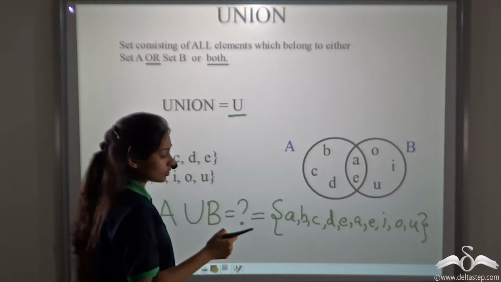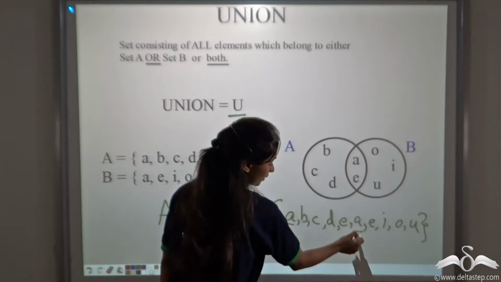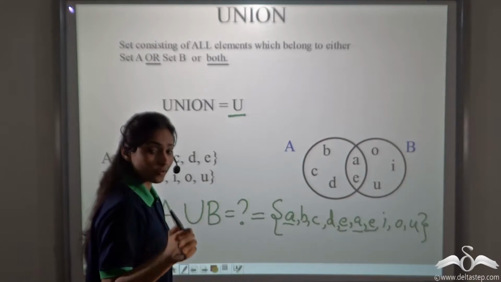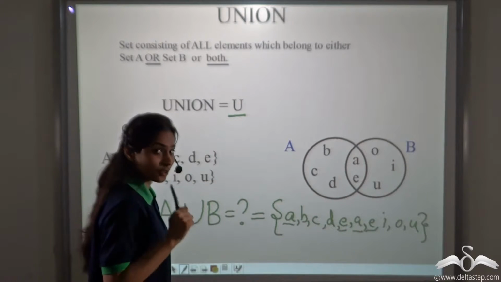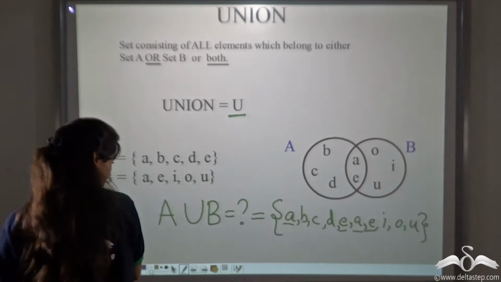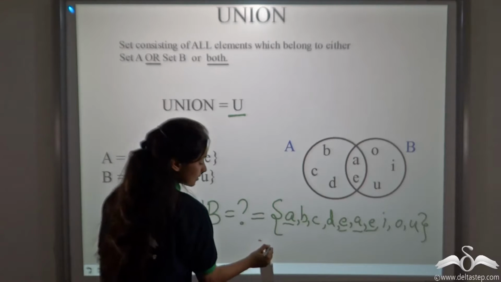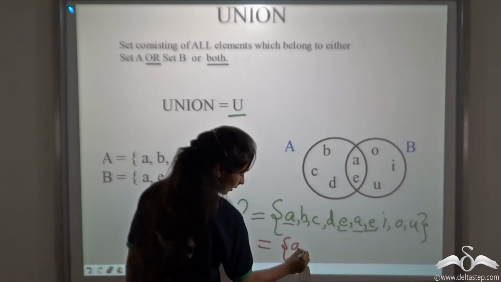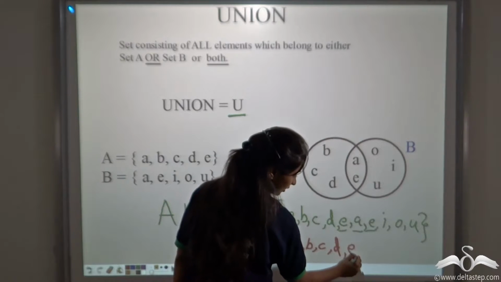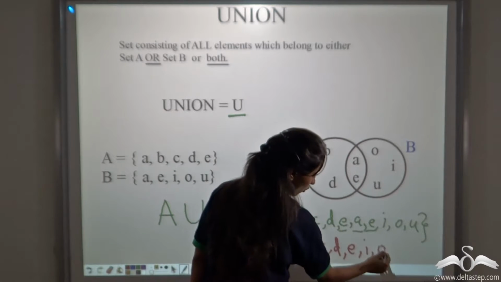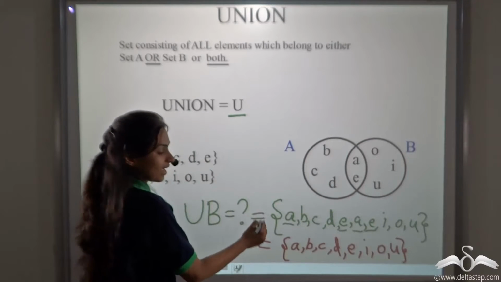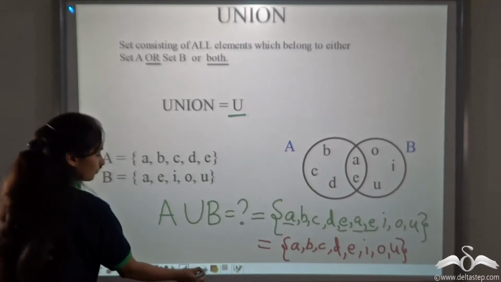But if you look closely, see A is repeated here and E is also repeated here. You know that we always write distinct elements in a set. We do not repeat elements. So what will we do? We'll make a new set. So we will write it as A, B, C, D, E, I, O and U. So this will give us the union of A and B.